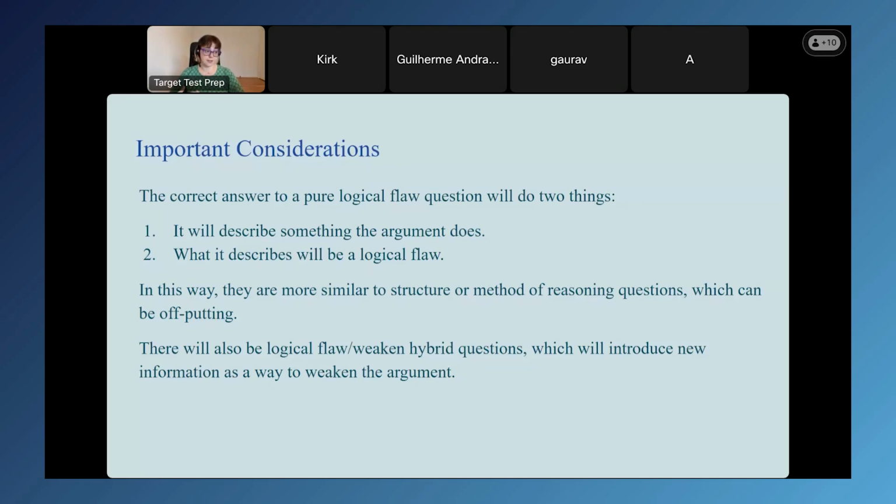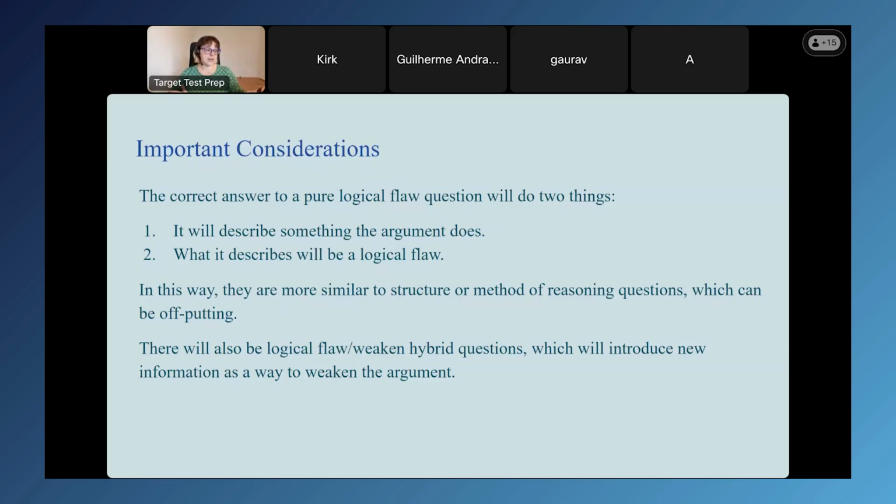It will describe something that the argument does. If the argument does not do the thing, then that is not a logical flaw of the argument. And what it describes will be a logical flaw. If it describes something the argument does, but it's not a logical flaw, that's not going to be our correct answer. In this way, they are kind of like structure questions or method of reasoning questions. They're very much meta. They're very much pointing out what the argument is doing.